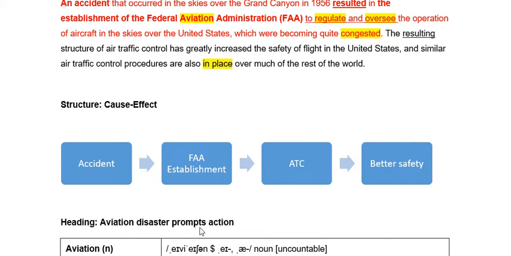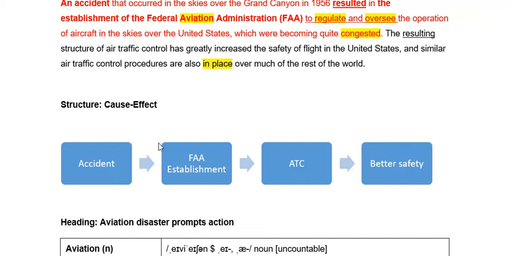Okay, and pay attention to the word prompt. Prompt means to bring about something, to cause something. Okay, and most of the time an action or a feeling. Okay, so the heading again should reflect the structure of the passage.